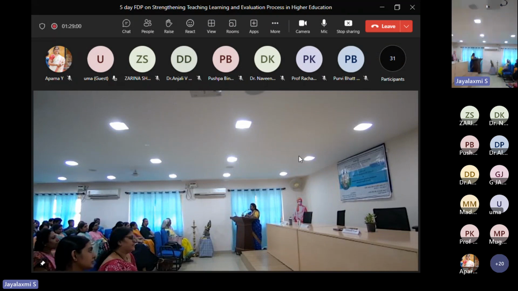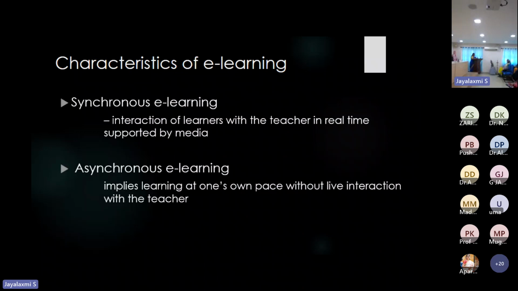So synchronous learning is the interaction of learners with the teacher in real time, supported by media. You can take the support, but in real time, we do that. And the other one is asynchronous learning, which is at your own pace. At your own pace, as I told you, we have a few programs in Swayam also. You can do it at your own pace.